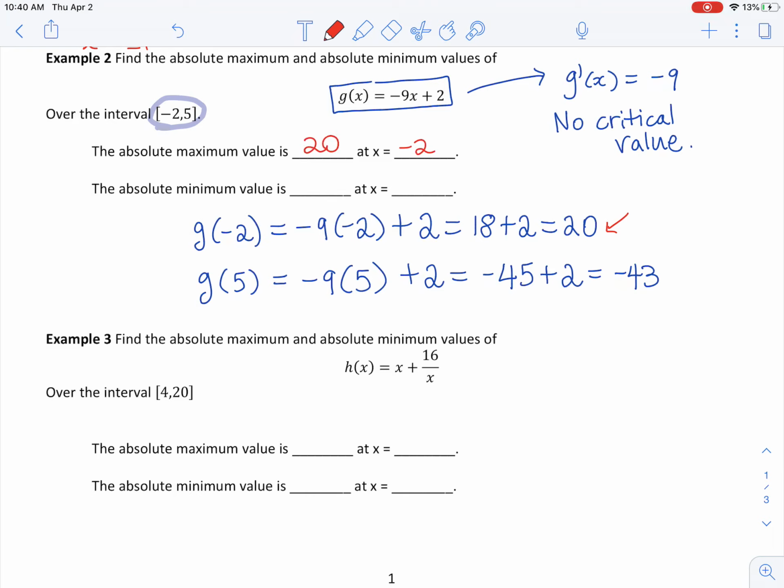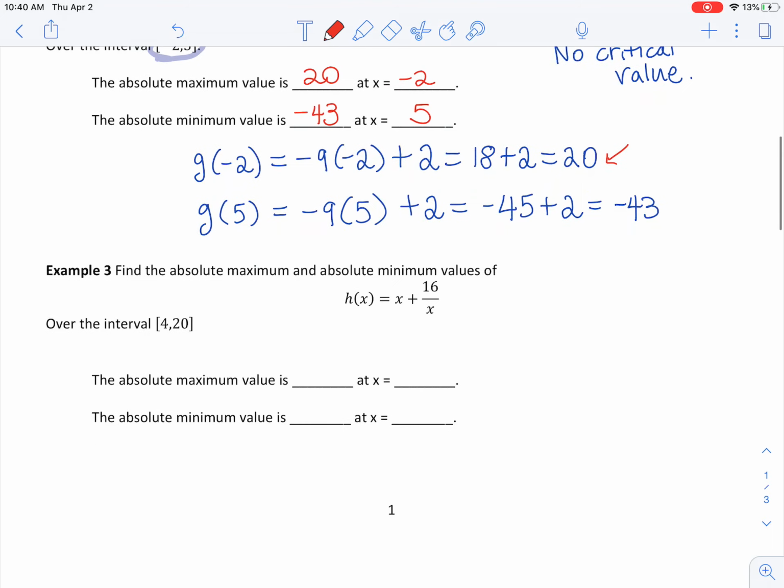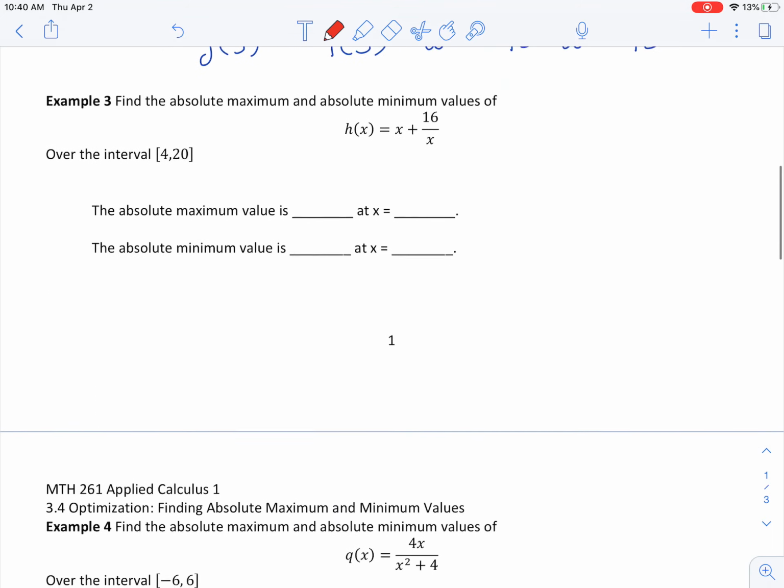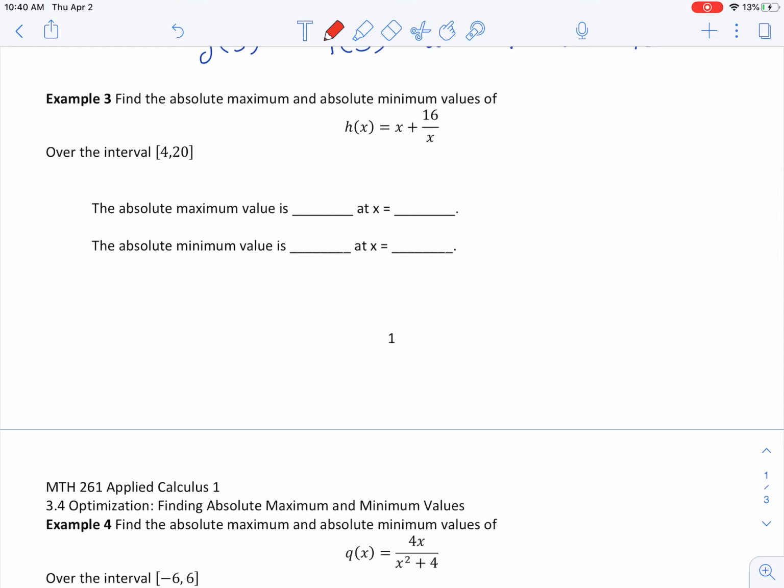Absolute maximum is at x equals -2 and the value is 20, because that's the bigger number. Absolute minimum, the smallest y value that we have is -43, and this is happening at x equals 5. So that one was, I wouldn't say special. It just didn't have any critical values in between -2 and 5. In that case, just go with the endpoints, okay?